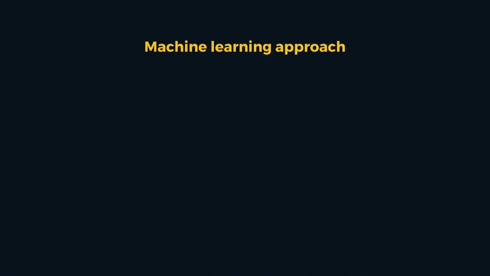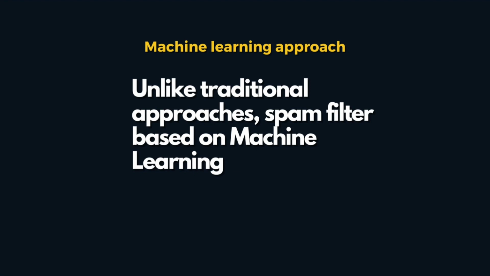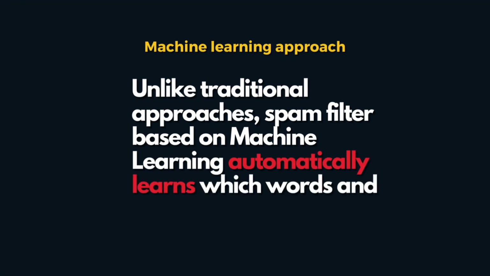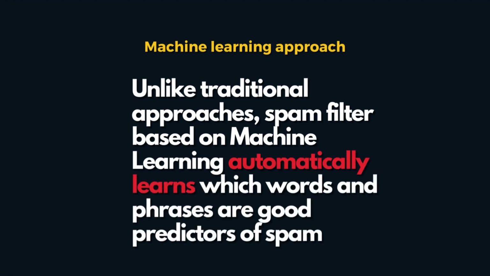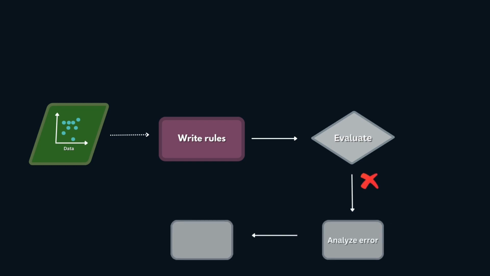Learning approach. Unlike traditional approaches, a spam filter that is based on machine learning automatically learns which words and phrases are good predictors of spam. It detects unusually frequent patterns of words in spam examples compared to the ham examples. The program is much shorter, easier to maintain, and most likely more accurate.